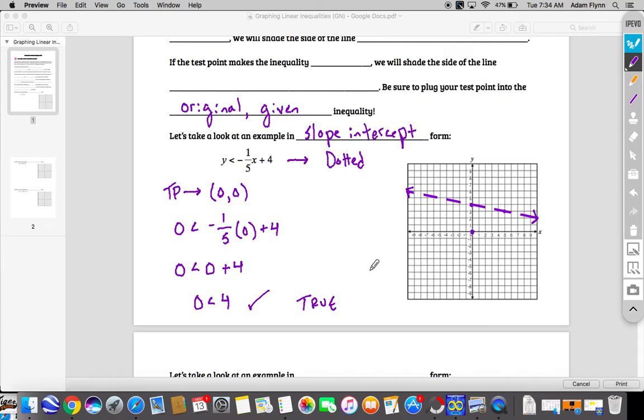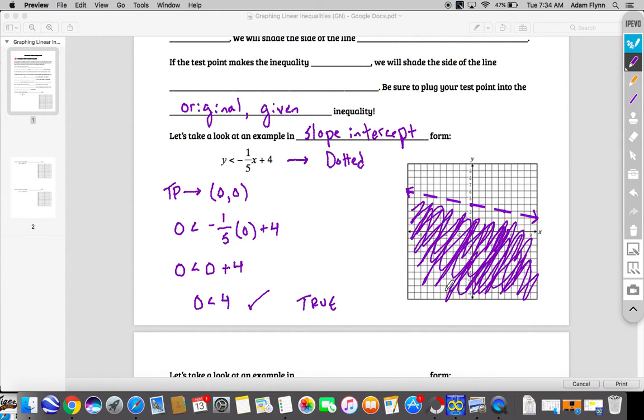So looking up in the paragraph above, okay, when I plug in a test point and it makes the inequality true, such as 0, 0 just did, I will shade the side of the line that the test point is on. So since my test point is on this side of the line, I will shade this side. Okay, and I'm not asking you to color in every single box, just make it clear which side is shaded and which side is not shaded. Right, pause if you need more time.